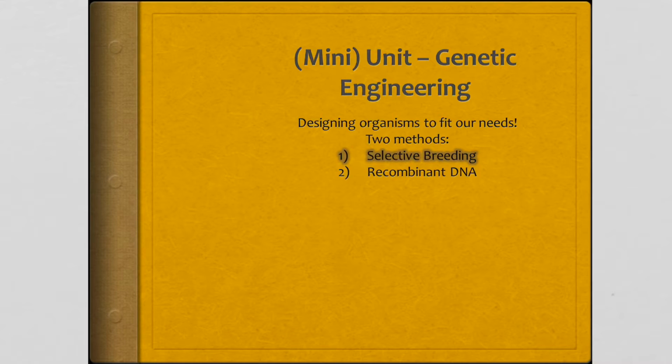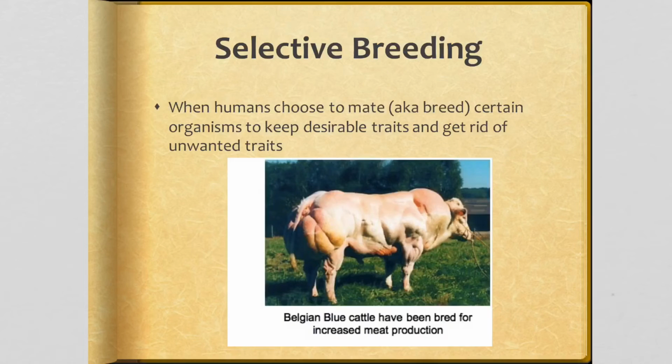We're going to look at that example today, and that's the first of two methods of genetic engineering, called selective breeding. And then in the future we're going to look at something called recombinant DNA, which is actually cutting and editing the DNA of living organisms, which is really cool. So let's talk about selective breeding today. Selective breeding is when humans choose to mate or breed certain organisms to keep desirable traits and get rid of unwanted traits. So it basically means breeding certain organisms together to get a certain outcome.